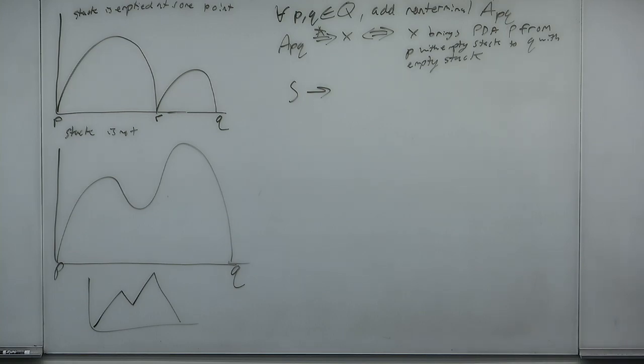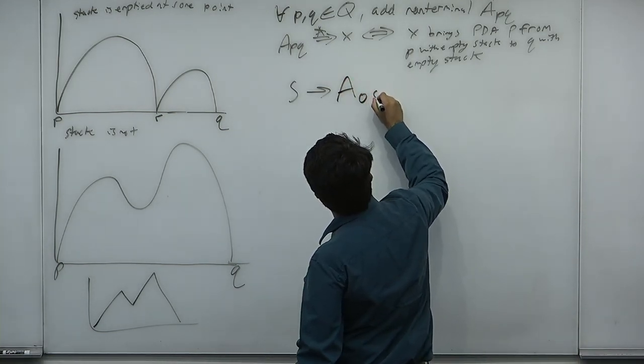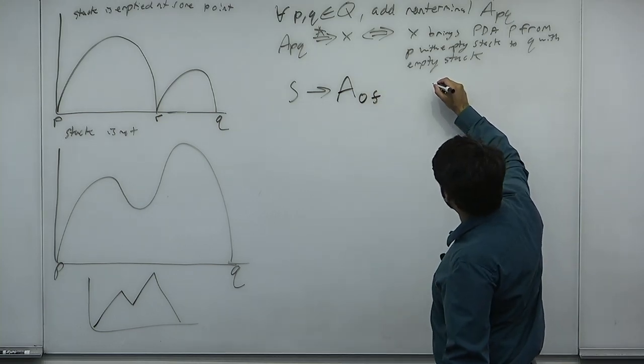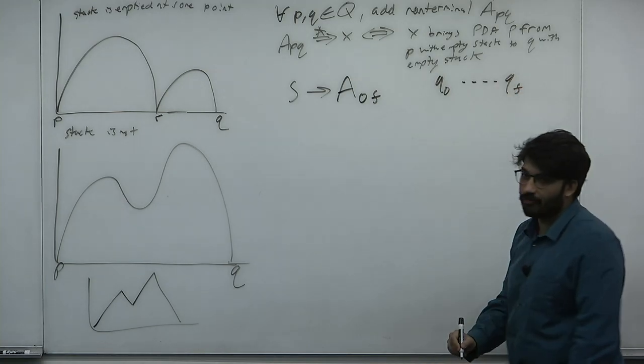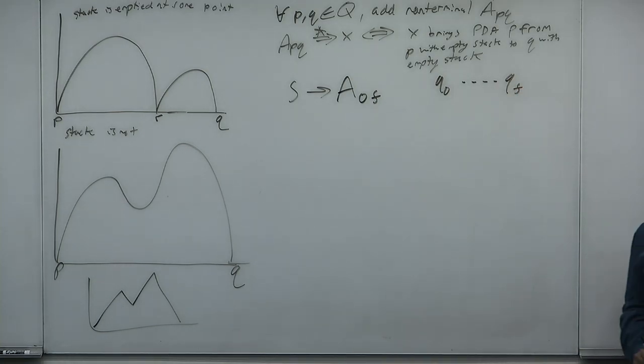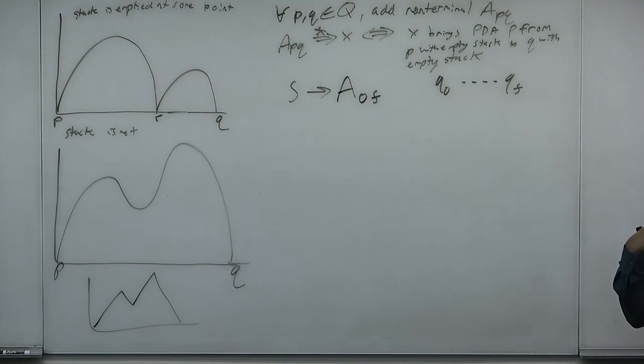We want the grammar to only produce strings that the PDA accepts. And a PDA will accept a string if that string takes it from the start state to any accepting state, right? We only have one accepting state, so we should start with some non-terminal A0F, where this is from Q0 to QF. QF is, let's suppose, our only accepting state. So whatever strings A0F produces are exactly the strings that the PDA accepts.